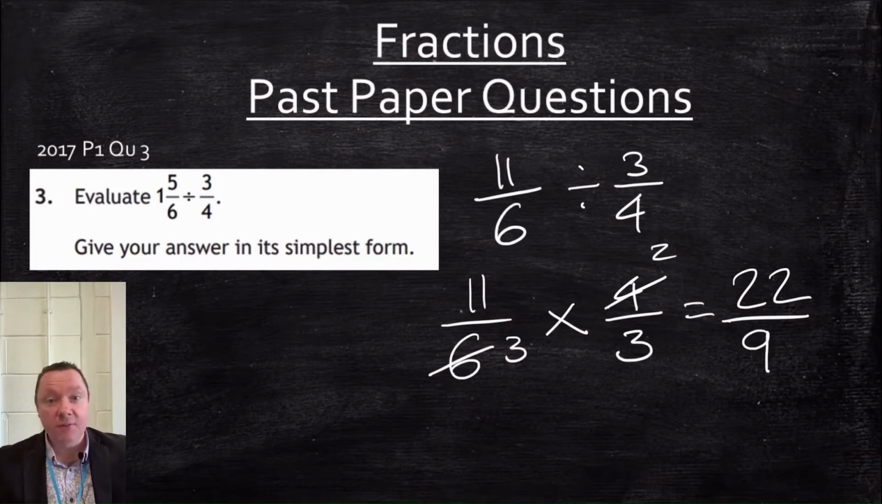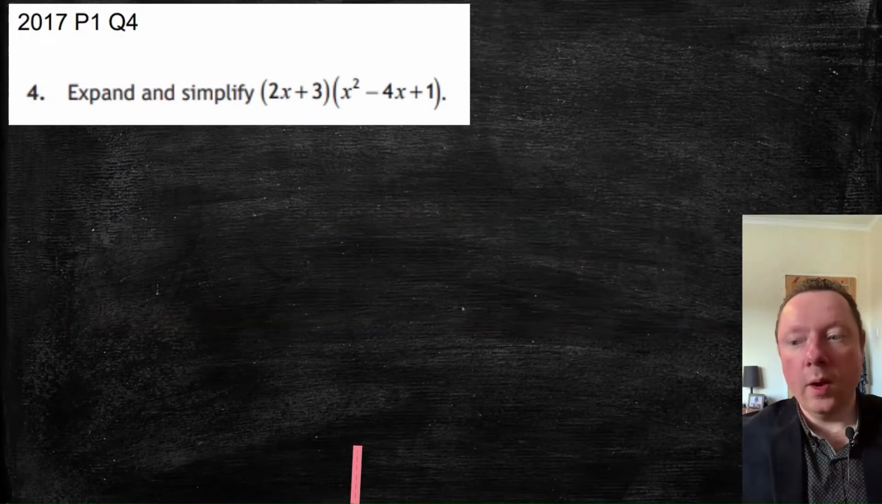At this stage I can leave my answer like that. I do not have to change it back to a mixed number, so that's fine. If I did change it back to a mixed number, I would get 2 and 4 9ths. 2017 paper 1 question 4.